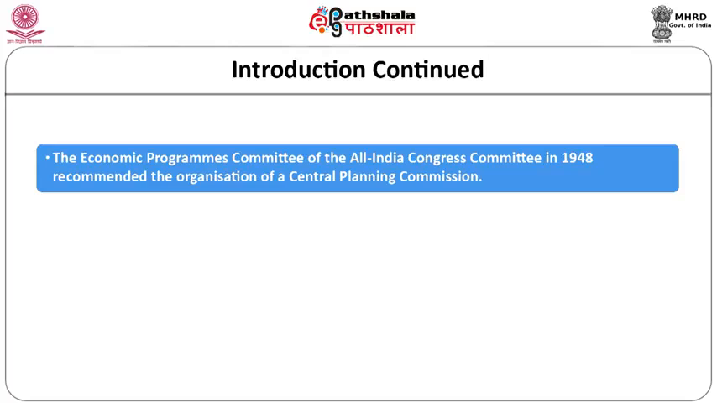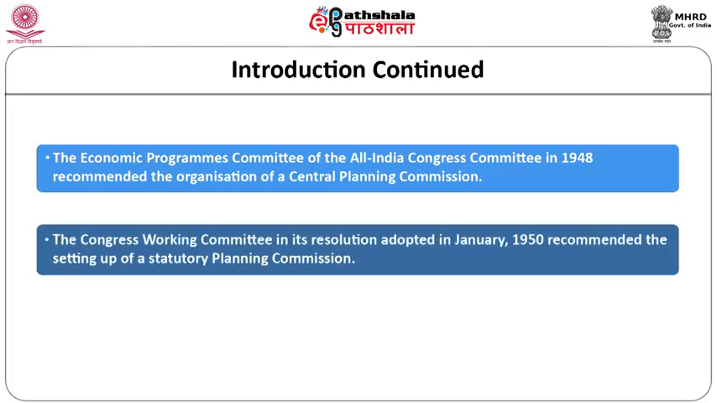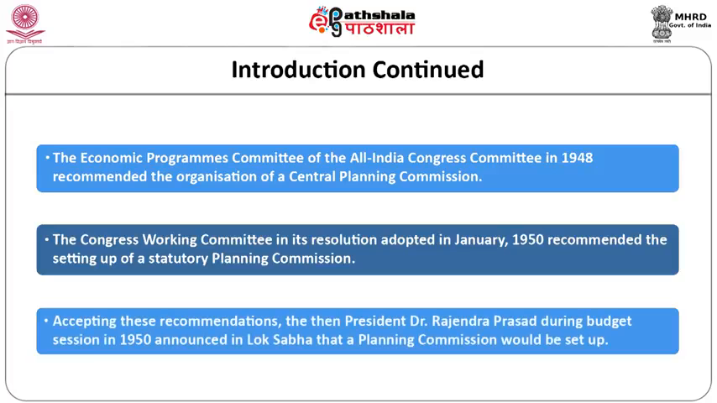The Economic Program Committee of the All India Congress Committee recommended in 1948 the creation of a Central Planning Organization. The Congress Working Committee recommended in January 1950 the creation of a Statutory Planning Commission. Accepting the recommendations, the then President Dr. Rajendra Prasad, during the budget session in 1950, announced in the Lok Sabha that a Planning Commission would be set up.